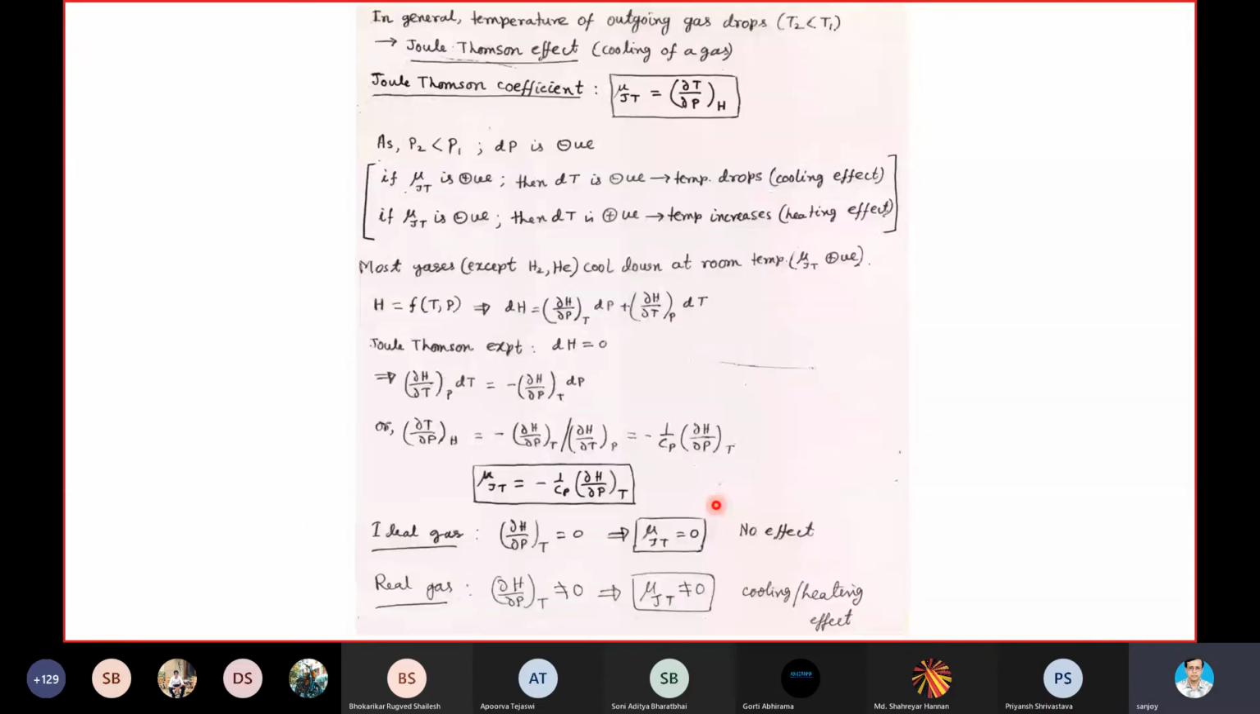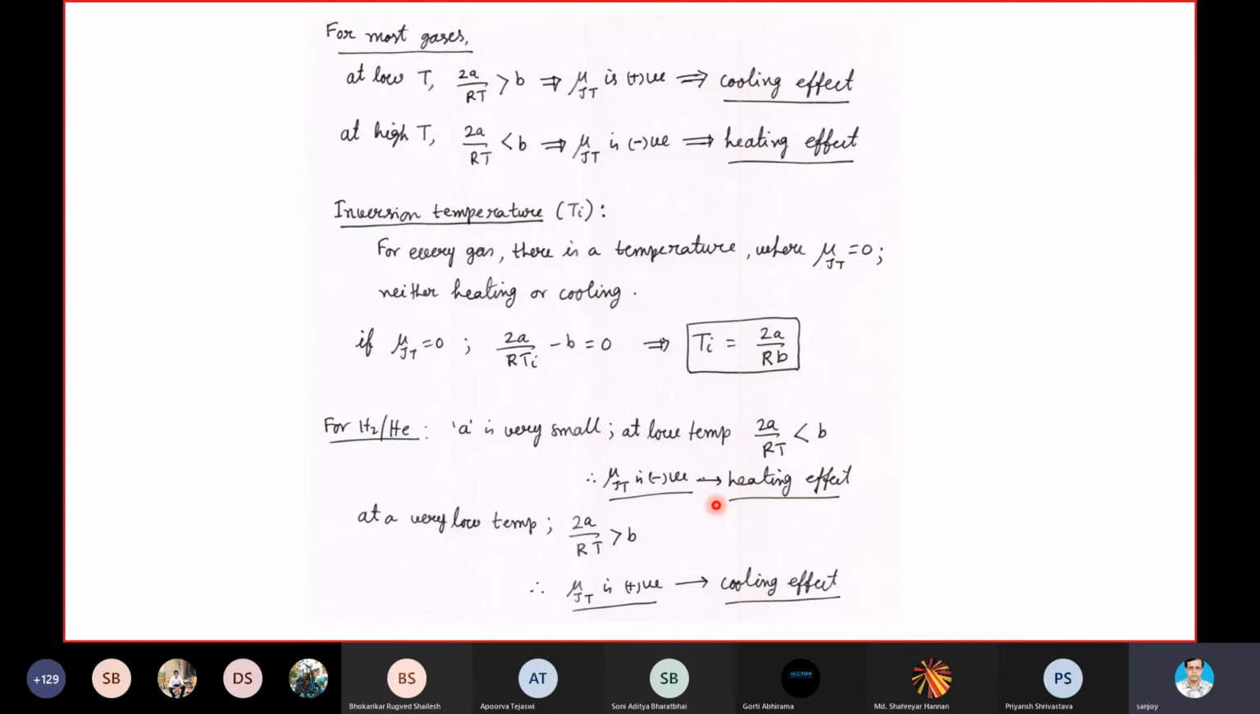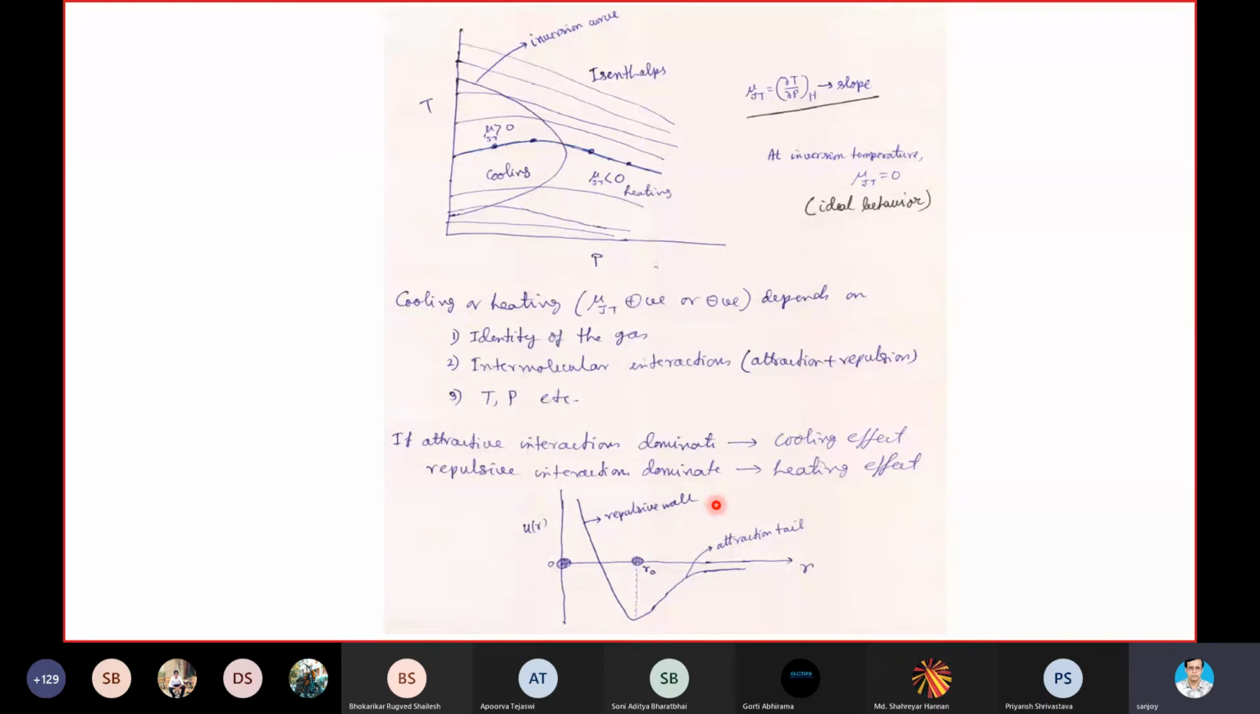So I hope you understood this part, why we derived this, and why you can see a heating effect, and then after some time you see a cooling effect. So this is the finding. Now here I try to give you the explanation of why this heating effect becomes a cooling effect and so on.